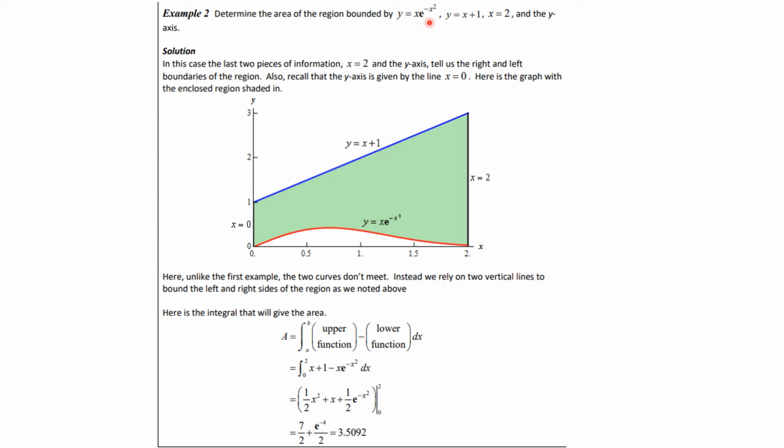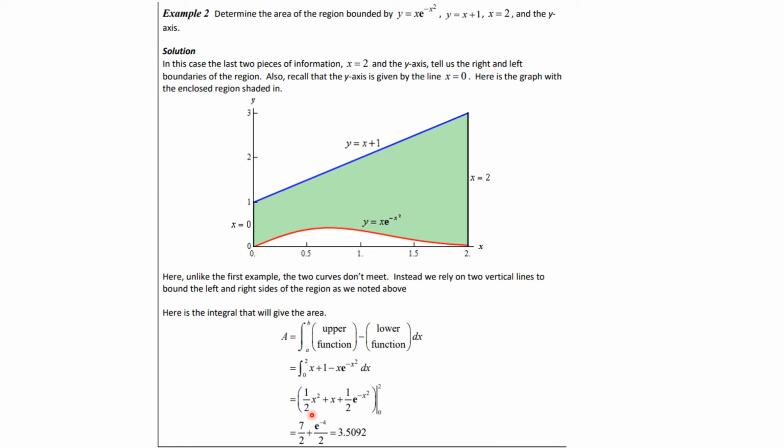Now in this case, we know it is between 0 and 2. The y-axis is really x is equal to 0. So we go from 0 to 2. The upper function is x plus 1. The lower function is minus x e to the minus x squared dx. Now we perform these integrations. You should do this yourself.